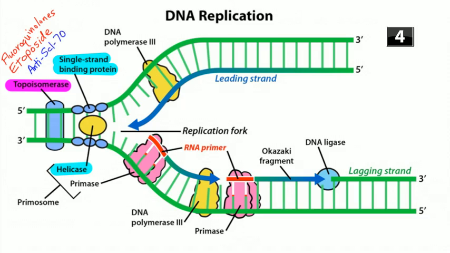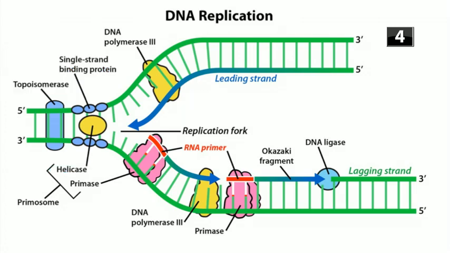Anti-SCL70, which is associated with diffuse scleroderma. Not CREST scleroderma, but the more severe diffuse scleroderma. What was the antibody for CREST scleroderma? It was anti-centromere antibodies.